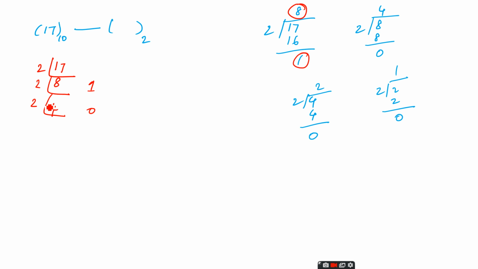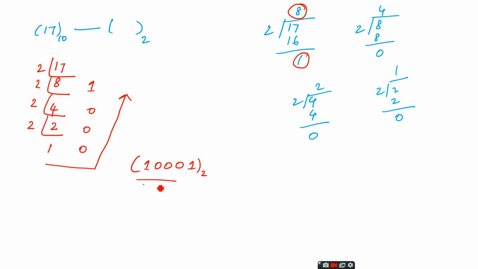Again, we are dividing 4 by 2 because it is possible to divide 4 by 2. We will get 2 as the quotient and the remainder as 0. Again, we can divide 2 by 2. So the quotient is 1 and the remainder is 0. Now, it is not possible to divide 1 by 2. So what we will do? We will write the answer from bottom to top. So the binary equivalent of 17 is 1, 0, 0, 0, 1 base 2. So this is the binary equivalent.